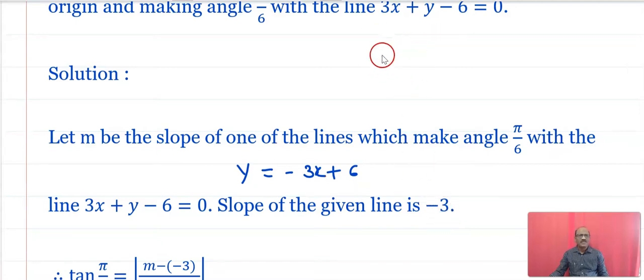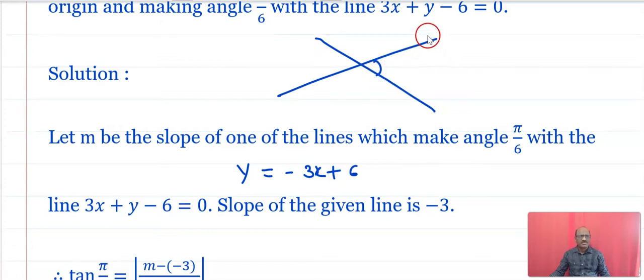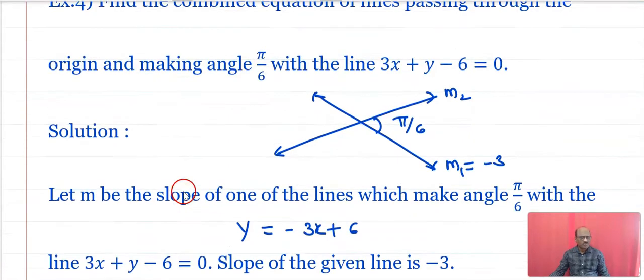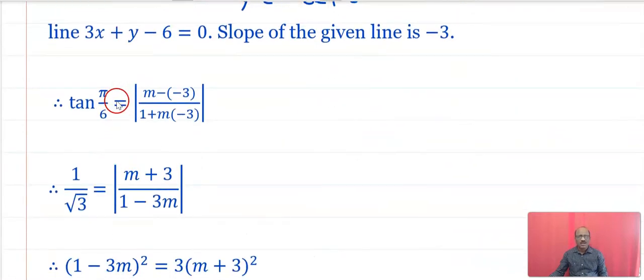We have given that these are the two lines, and the angle between these two lines is pi by 6. And we know the slope of one of the lines. Suppose the slope of one of the lines, that is m1, is equal to minus 3. We want to find out the slope of the other line, m2, and here we apply the formula. We know the angle between them, and that's why tan of pi by 6 is equal to, what is the formula?